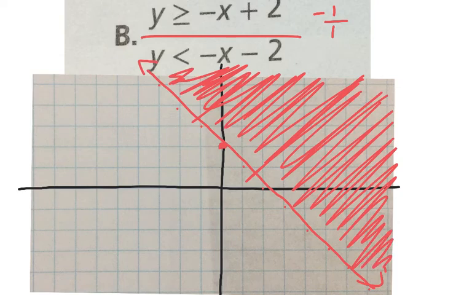So that's the solution to the first line. Now the second line is y must be less than -x minus 2. Same. So I'm going to go to -2, plot a point. The slope is -1/1, which means I'm going to go down 1, right 1, down 1, right 1. Could also go up and left, up and left, up and left.